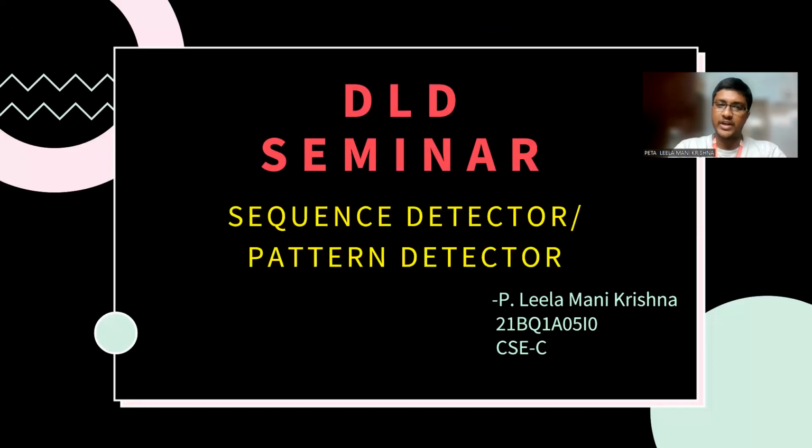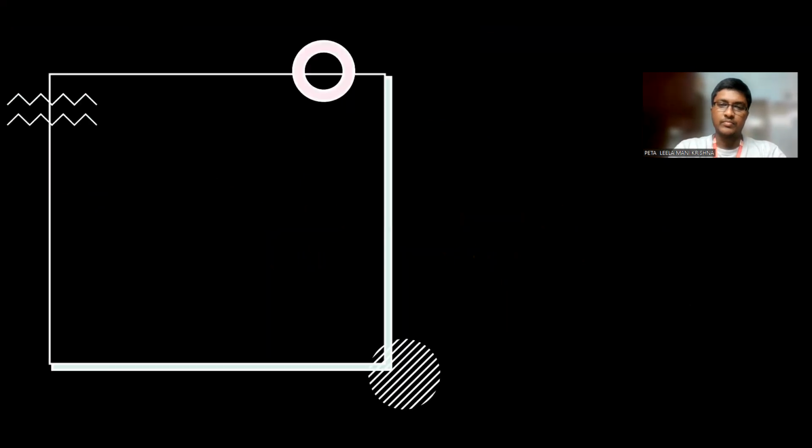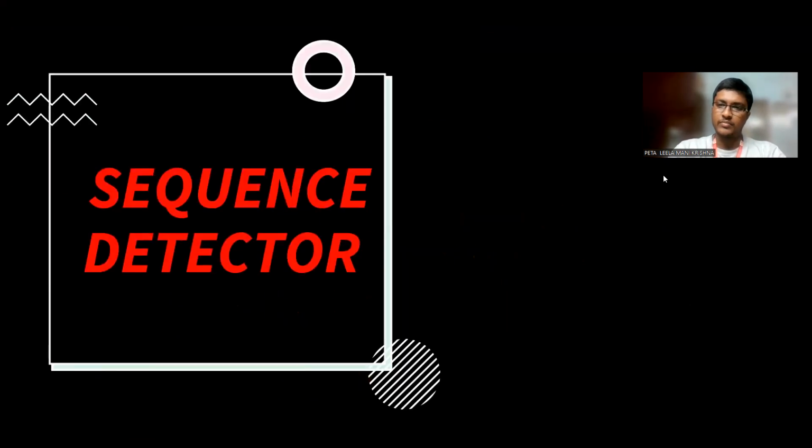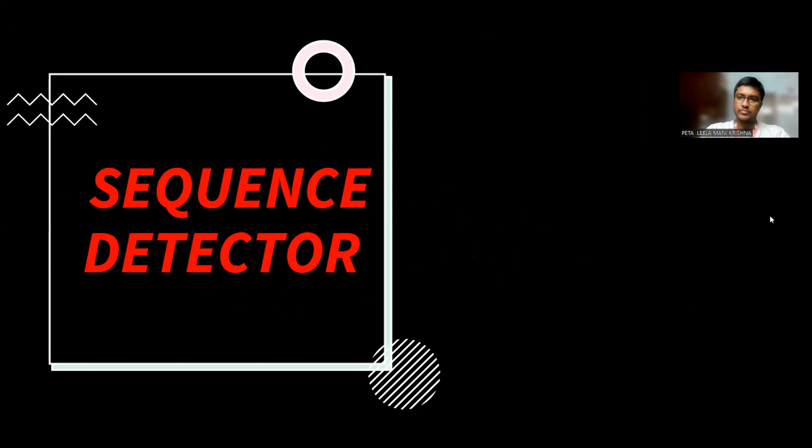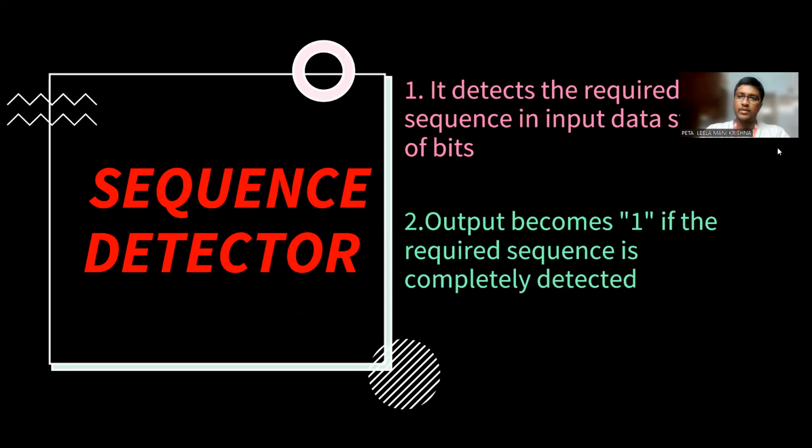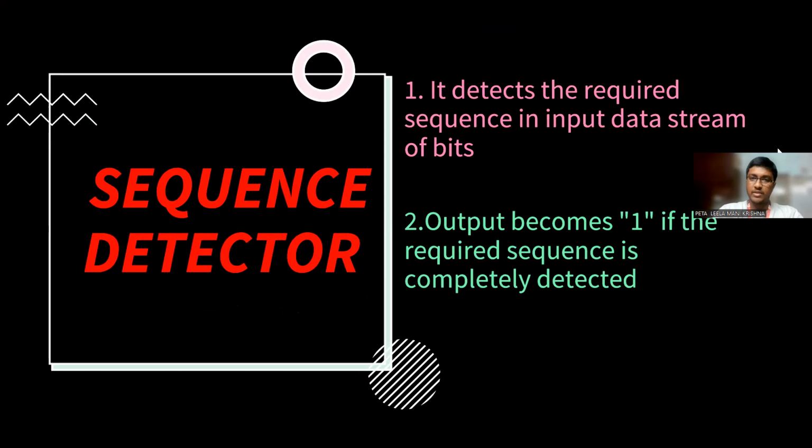So the topic is sequence detector or pattern detector. It detects a required sequence in input data stream of bits. Basically, it gives a sequence and we have to detect the sequence. Input data stream of bits are given and it will detect the required sequence from the given input data stream of bits. The output becomes 1 if the required sequence is completely detected.